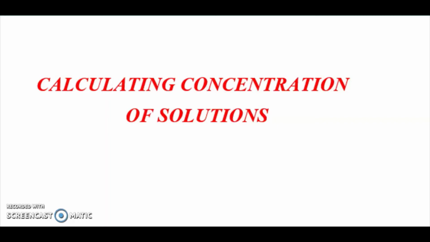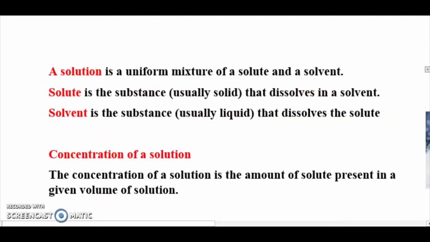So before we continue, let's look at some very important definitions. So what is a solution? A solution is a uniform mixture of a solute and a solvent. Now in the definition of a solution, we have two very important words here. We have solute and solvent. So what is a solute? A solute is the substance that is usually solid and it dissolves in the solvent, while the solvent is the substance that is usually liquid and it dissolves the solute.